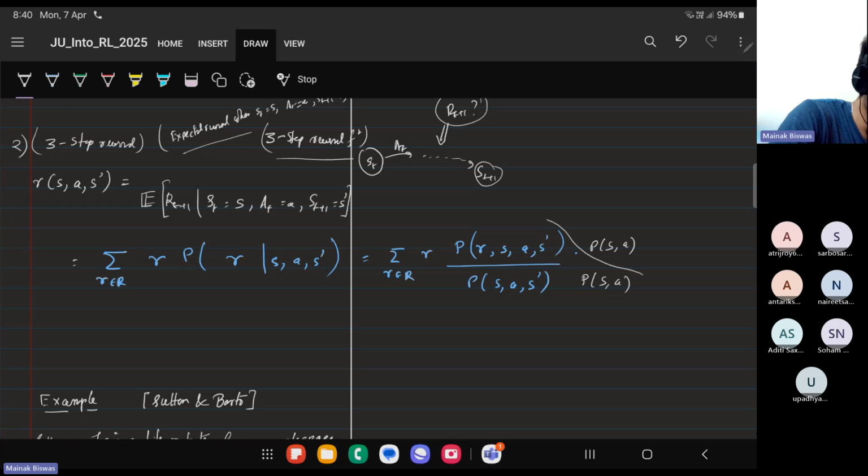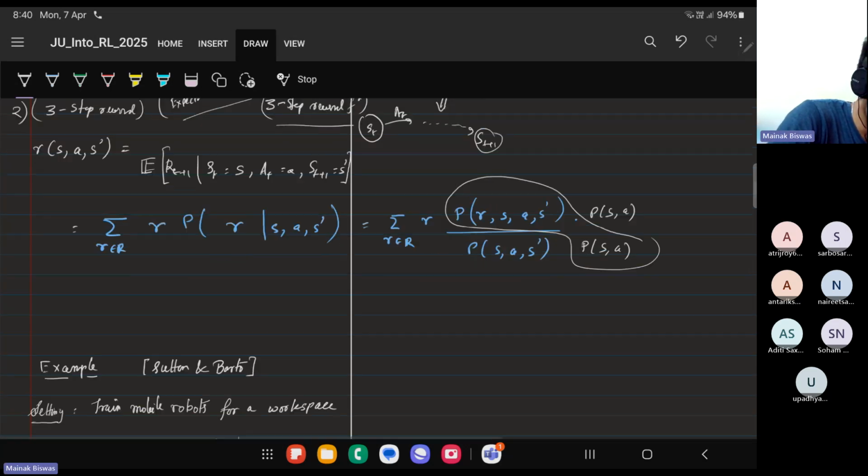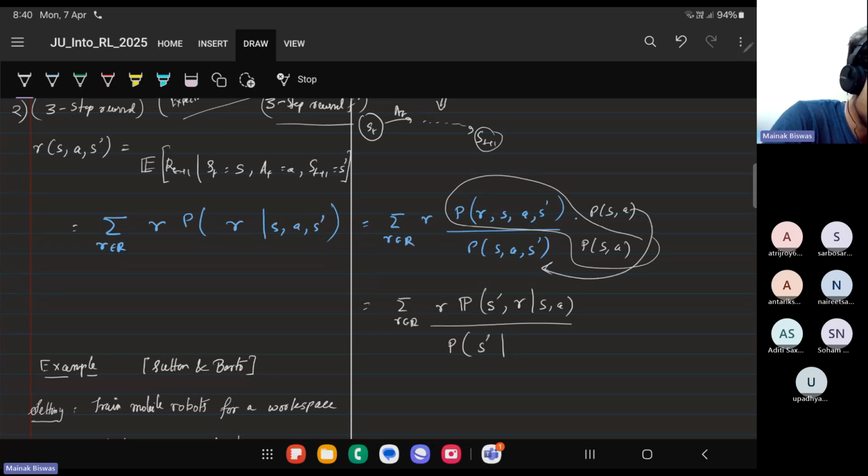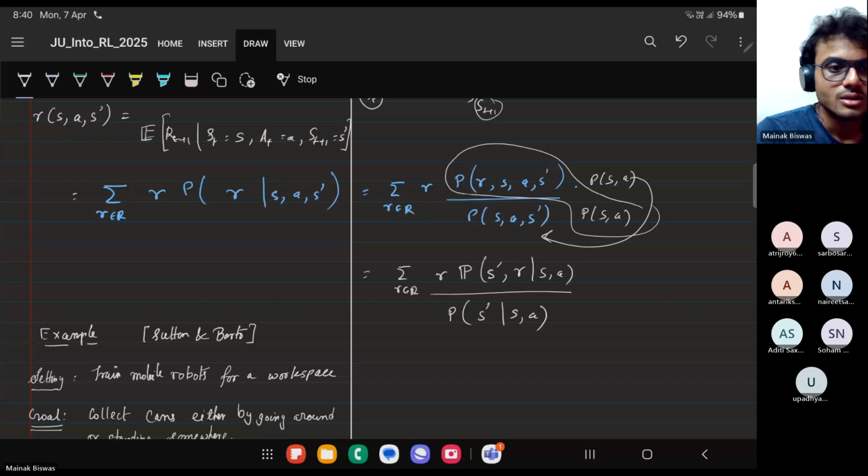So now I'll take this. This will become the r, the reward, times the probability of s prime comma r given s comma a, divided by the probability of s prime given s comma a. So I'm just taking this to the denominator. This is what I'll get. Fine.